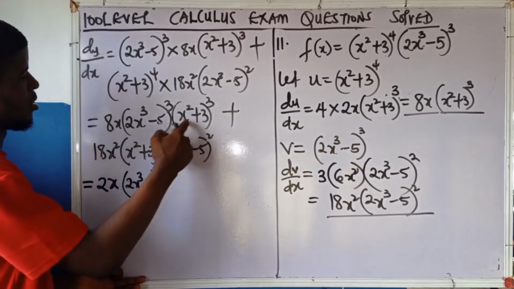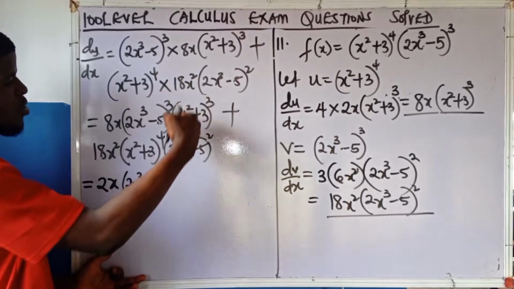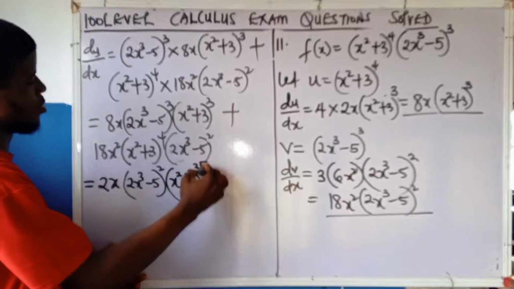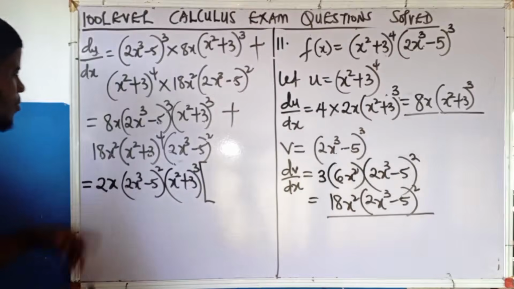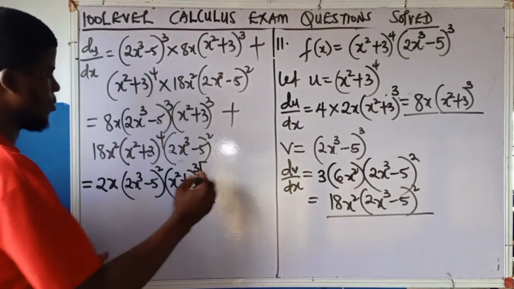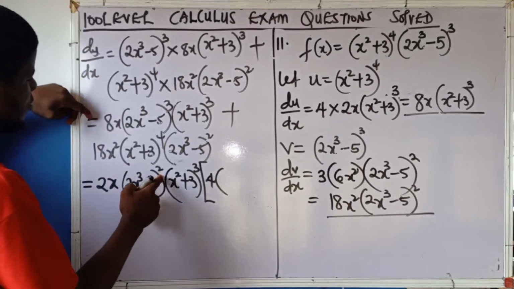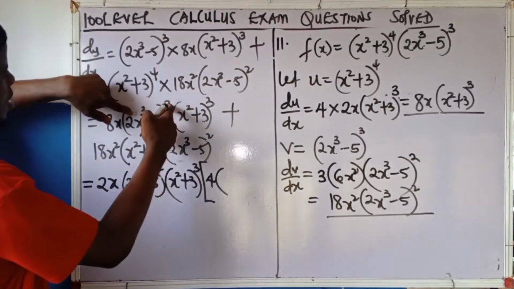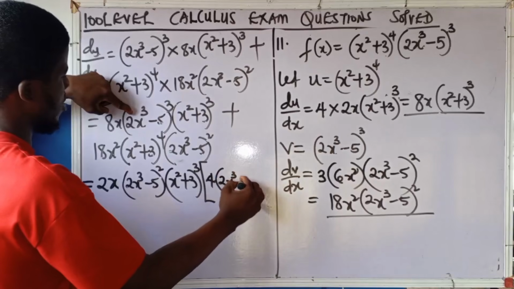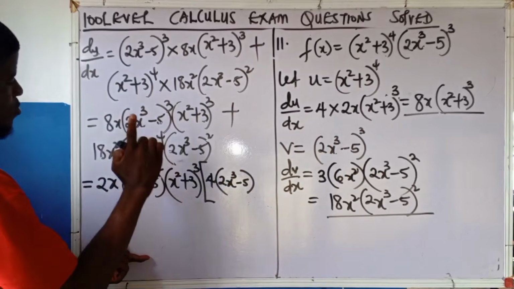Then for this one, I'll bring out (x squared plus 3) cubed. This one has 4, this one has cube. So I should bring the lower power. (x squared plus 3) cubed. Good. So I'll now write what is left in bracket. I brought out 2x here. So what will be remaining here? 4. I brought out (2x cubed minus 5) squared from here. So this one has power of 3, remaining power of 1. So I'm writing just (2x cubed minus 5), right, to the power of 1.